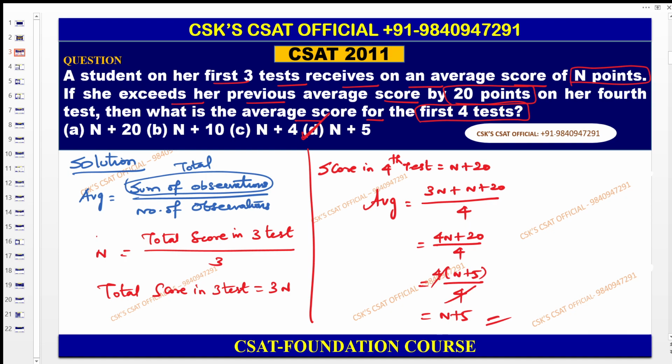Everyone understood? Anybody having a doubt here? No doubt. Okay. If people are showing thumbs up, then fine. So now let us move on to the next.